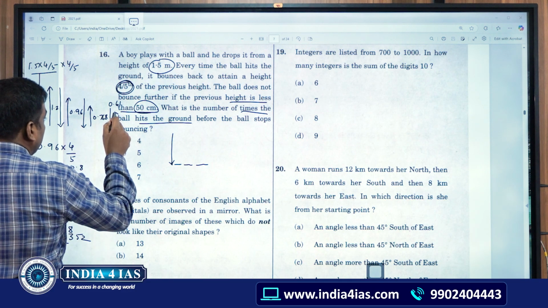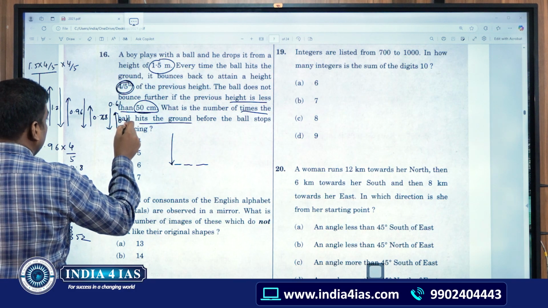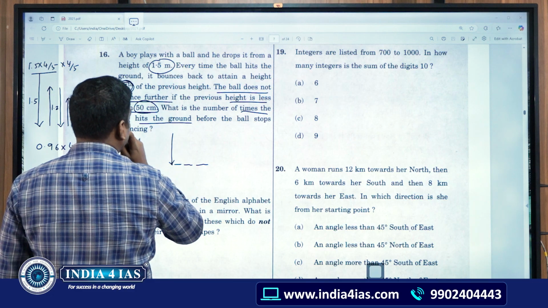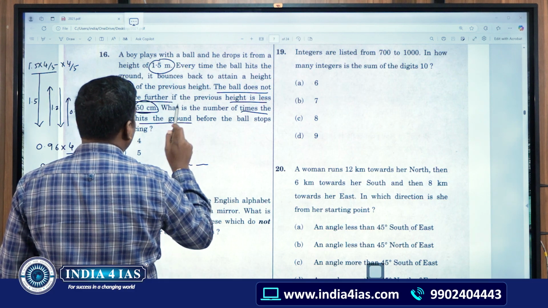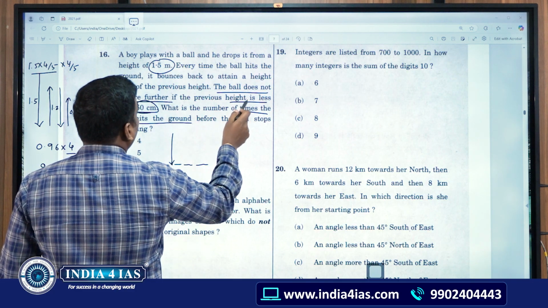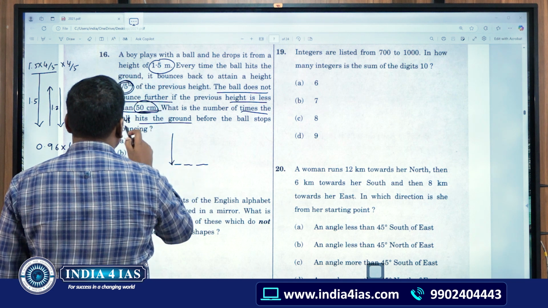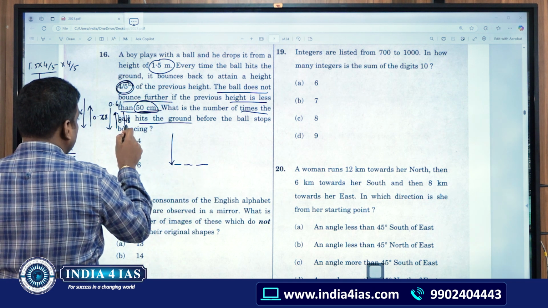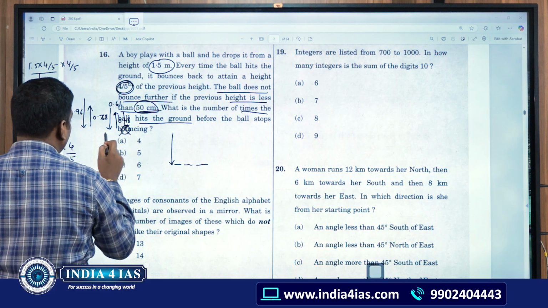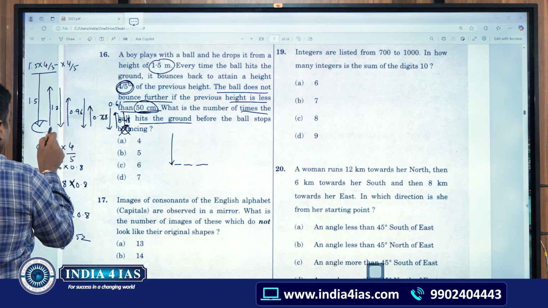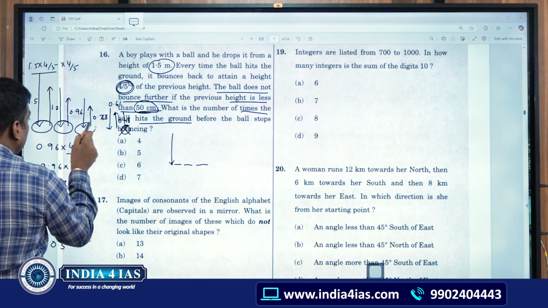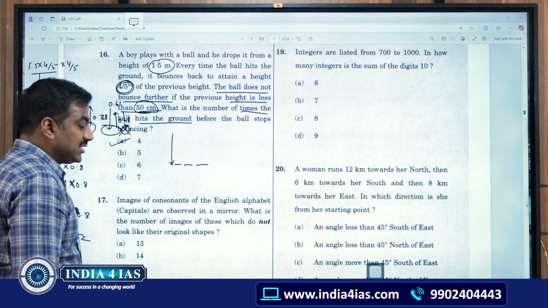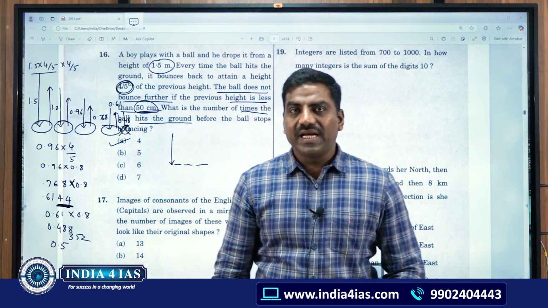And that is 0.48. Now we have to see this fact. The ball does not bounce further if the previous height is less than 50 centimeters. So now it is less than 50 centimeter and it will not bounce. So the first bounce here, second bounce, third bounce and the fourth bounce. So totally it will bounce 4 times. It is not that easy a problem.